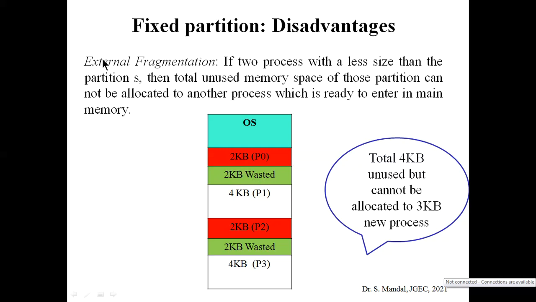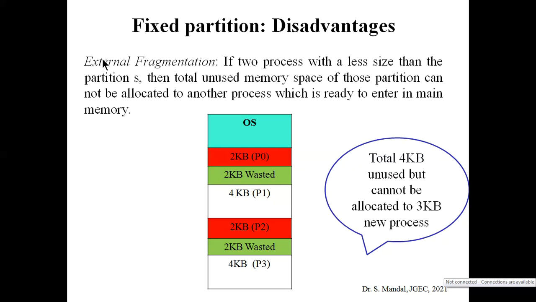So this is known as the external fragmentation. If two or more processes have less size than the partitions, then the total unused memory space of these partitions cannot be allocated to another process which is ready to enter the main memory. That is known as external fragmentation. That means we cannot allocate the total unused space to a new process, because we are using contiguous memory allocation, where the whole process should be placed into a single partition. Clear? So this is the external fragmentation.